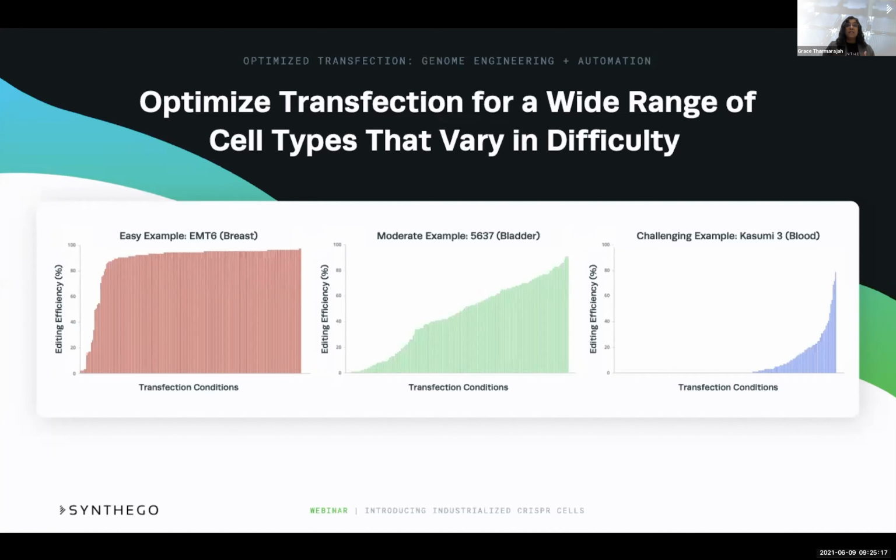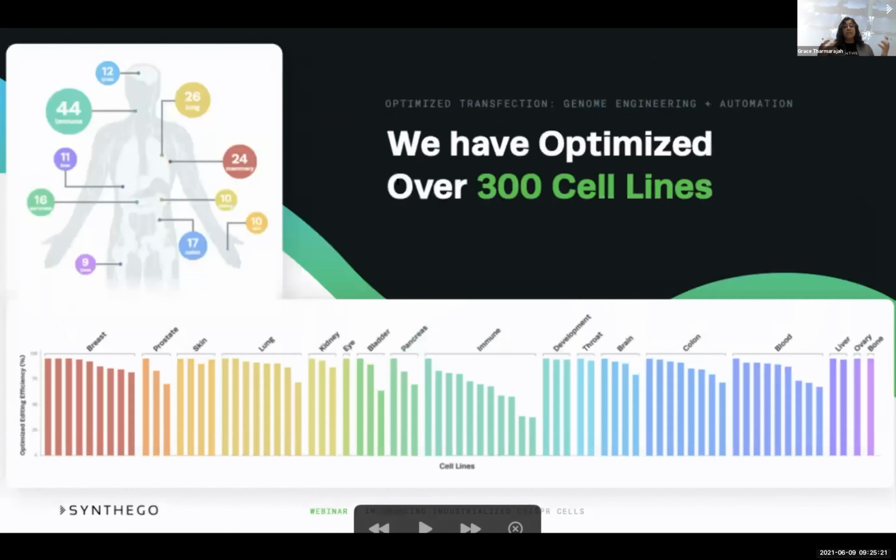Given the scalability, and this is an example of 3 cell lines, right, but given the scalability that we've built into our platform, we can easily estimate the ideal transfection condition for many cell lines. And we can do this as we onboard these cells onto our platform. As a result, we've been able to optimize transfection conditions in more than 300 cell lines across more than 15 tissue types.